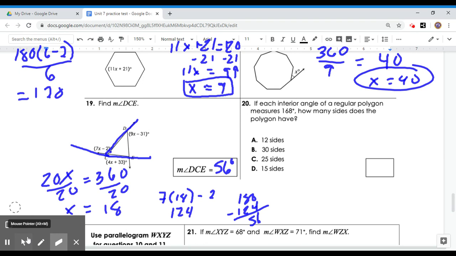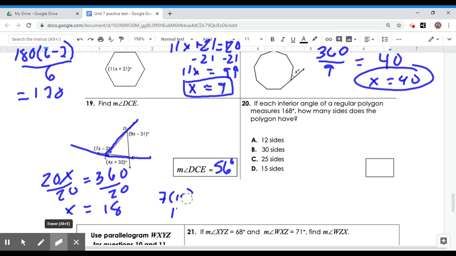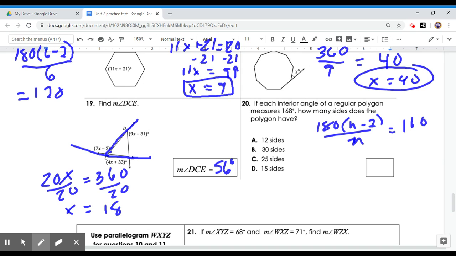All right, so number 20. If each interior angle of a regular polygon measures 168, how many sides does it have? Okay, so we're going to use this formula. Actually, there are two ways to solve this. I'm going to show you both. So we can use this formula for each interior angle of a regular polygon. So 180 times n minus 2 divided by n equals 168. And then we can solve this. So let's multiply by n on both sides.